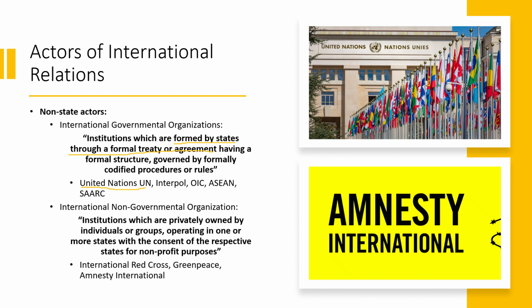And we studied that international governmental organizations have a formal structure. So the United Nations also has a formal structure. There is a General Assembly, there is a Security Council. So this organization has a formal structure governed by formally codified procedures or rules. The United Nations Charter postulates all the rules and governs the United Nations organization. So this was the example of the United Nations, okay?